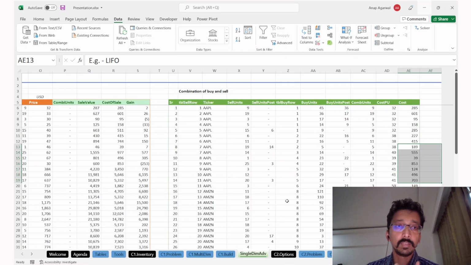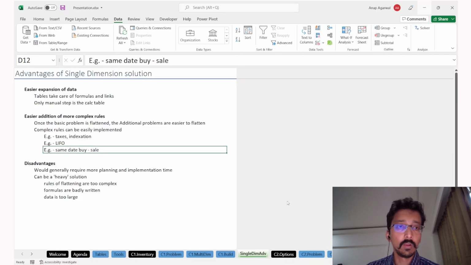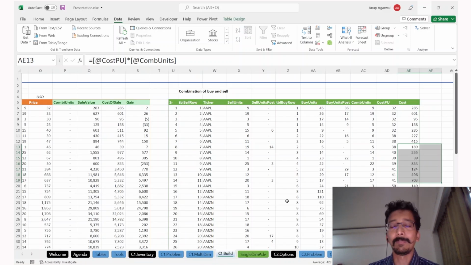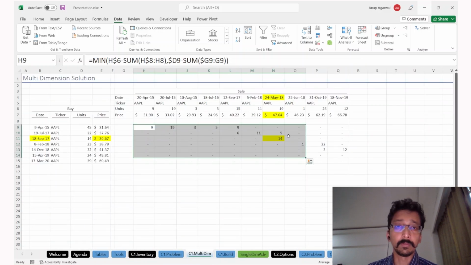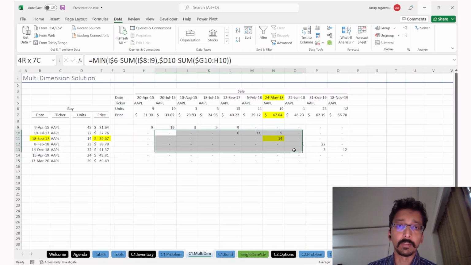Then other inventory methods, like let's say LIFO or something, where you have a little bit more complex rules, that if the buy and sell happen on the same date, then they must be allocated first. Otherwise, it is on a FIFO basis, and these types of different things. It's easy to build that logic into these formulas. And I believe those are more complex to implement in something like this.